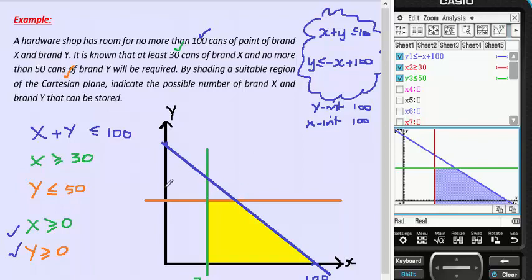I know that my y value is at 50, so therefore I know here x equals 50 and y equals 50 because they have to add up to be 100 on this line. So when I say the possible number of brand x and brand y that can be stored, I can have more than 30 brand x, up to 50 brand y, and then whenever I've got more than 50 brand x, I need to only have the number of brand y's that make that add up to 100. So that's how I would indicate that.